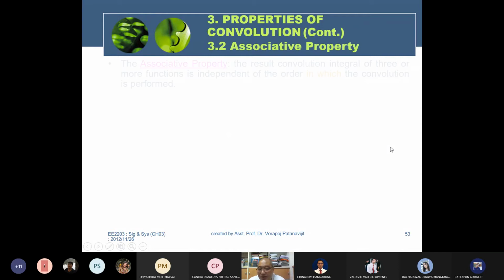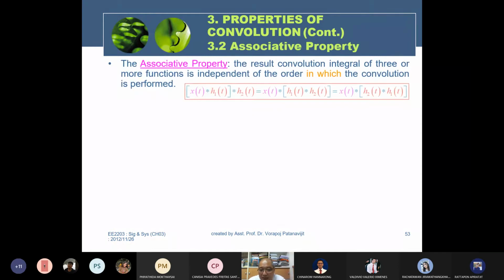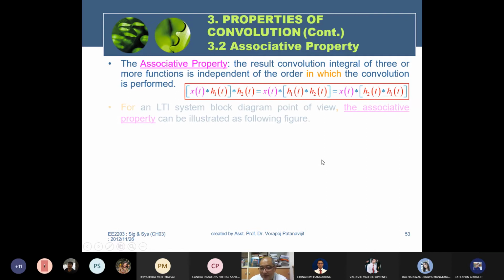The next one is the associative property. The result of the convolution integral of three or more functions is independent of the order in which the convolution is performed. If you have three, you can take either two first. For example, you can take x and S1, or S1 and S2, or S2 and S1, and so on. You can use either two first.